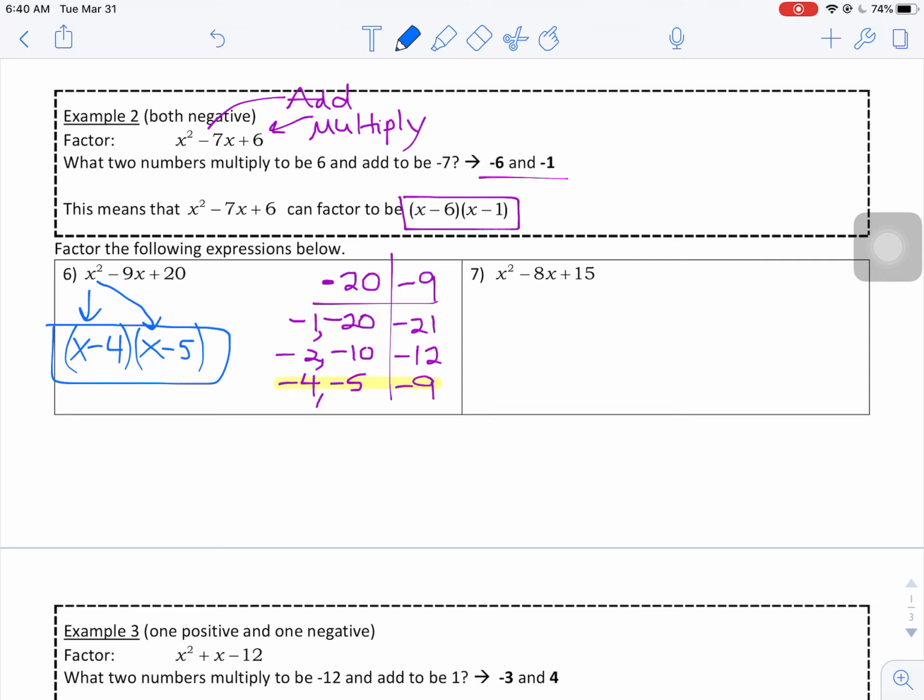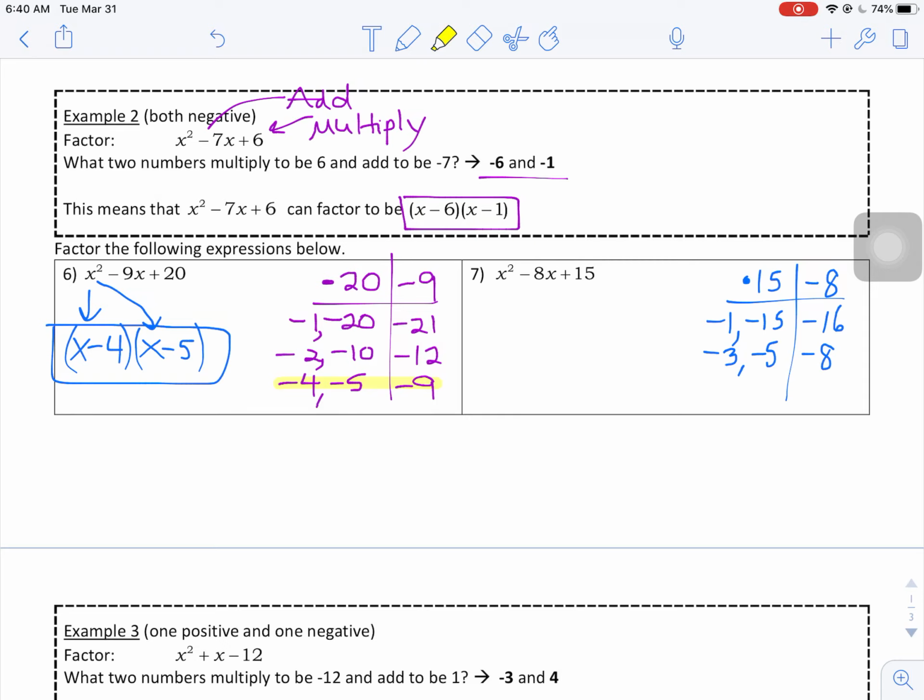So on 7, we're trying to multiply to 15, and then we're trying to add to negative 8. So start with 1. 15 divided by 1 is 15. I have to make both of the numbers negative because that's the only way I can multiply to a positive number, but then add to a negative number. So negative 1 plus negative 15 is negative 16. That doesn't work. Try 2. 15 divided by 2, that's a decimal, so I wouldn't even bother writing that down. Try 3. 15 divided by 3 is 5. They both need to be negative. Negative 3 plus negative 5 is negative 8.